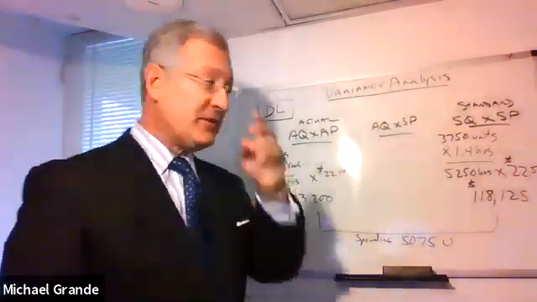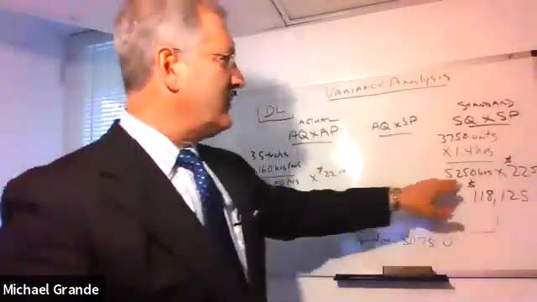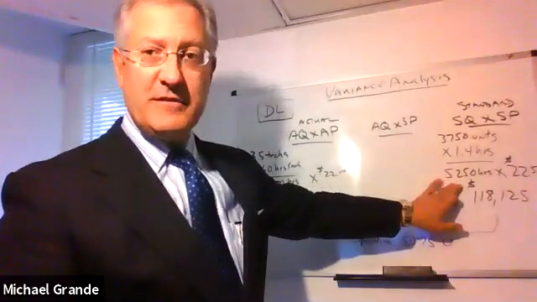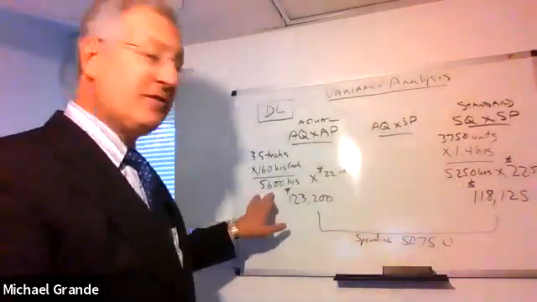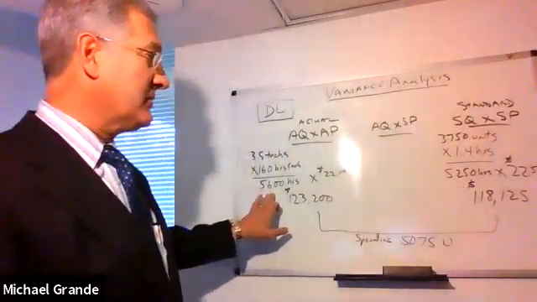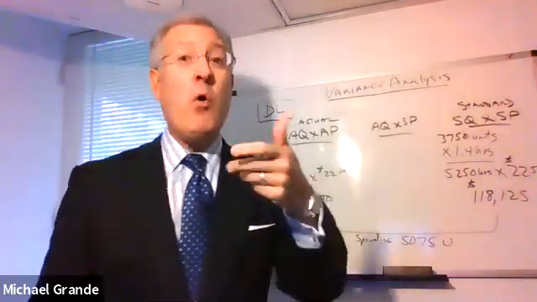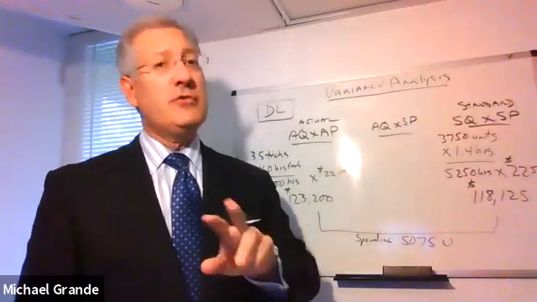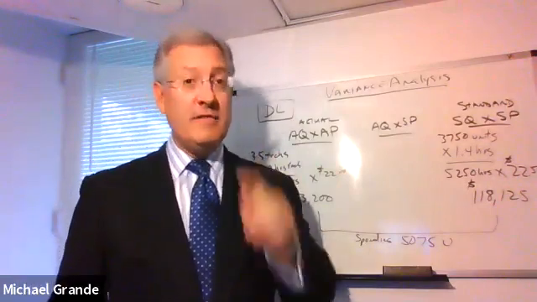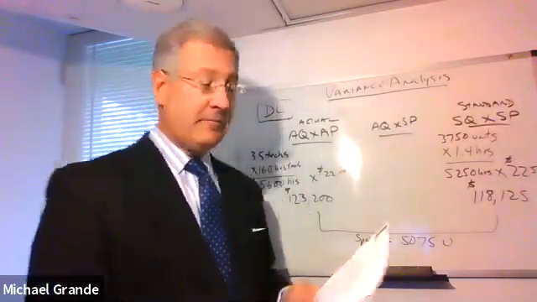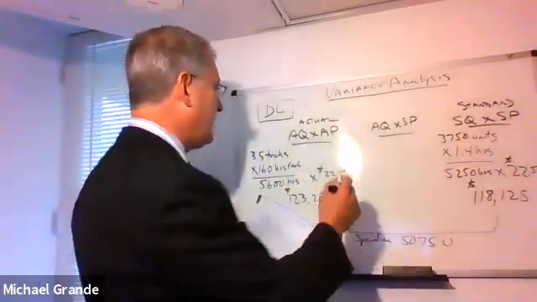Let's talk about efficiency. They should have used 5,250 hours. They actually used 5,600 hours. They used 350 hours more than they should have. You should expect to see an unfavorable efficiency variance. So let's look up in here.